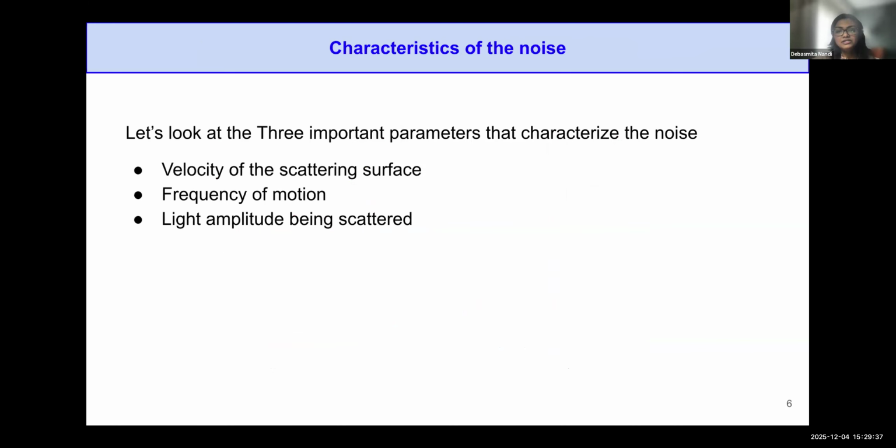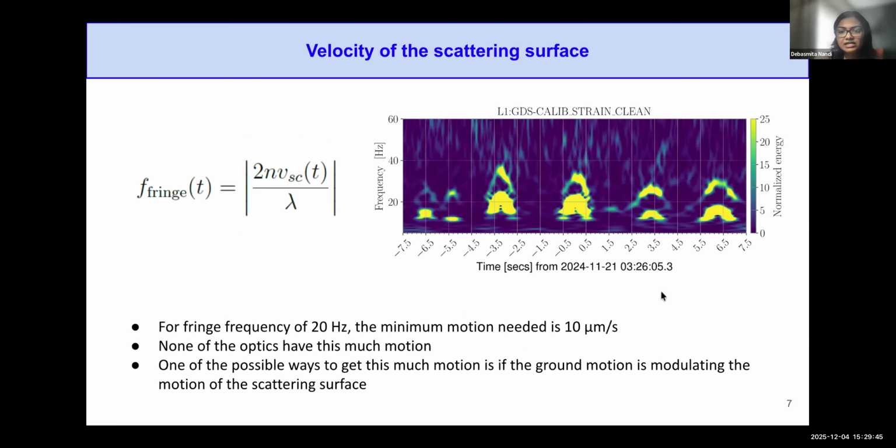Now I will talk about the three important parameters that I mentioned before that we need to know to characterize this noise. The first one is the velocity of the scattering surface, and we can give a rough estimate from these spectrograms because this noise appears as these arches. If we look at the peak frequency of the arches from the y-axis, we can tell the velocity of the surface from this formula. And stacked arches mean there are multiple reflections of the same scattered beam, which is denoted by n here, and VSC is the velocity of the scattering surface.